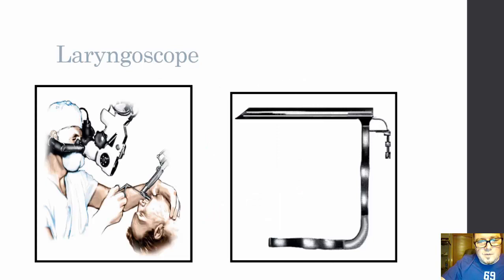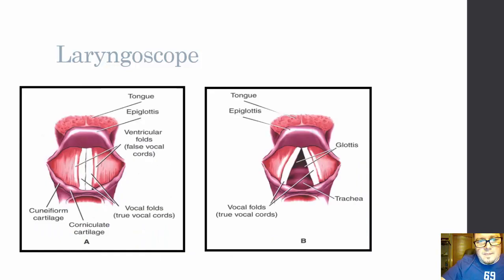There's your laryngoscope. You can see right down to the vocal cords. Very helpful in difficult intubations to be able to view the cords so you can pass the tube. As you can see right there, there are the true vocal cords, and to the sides are the false vocal cords.